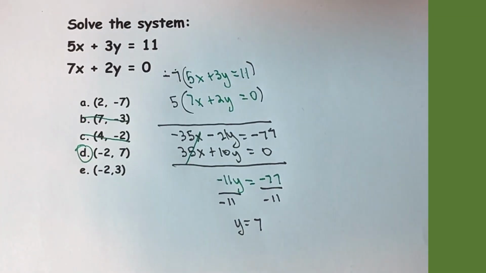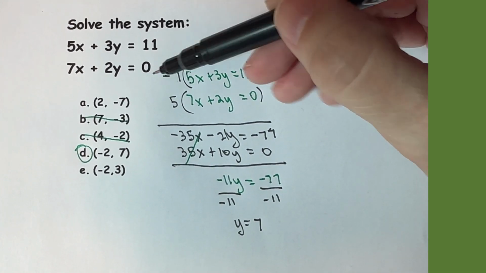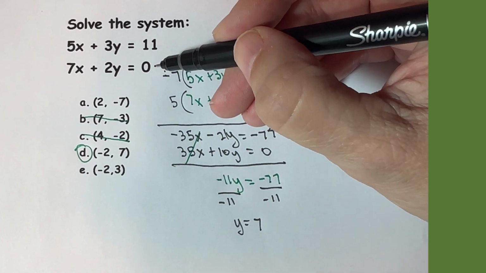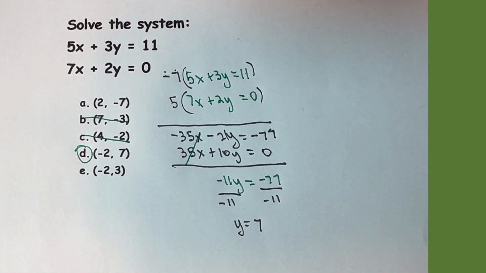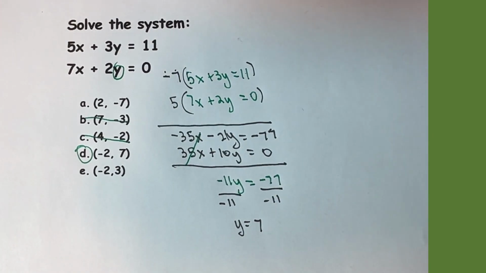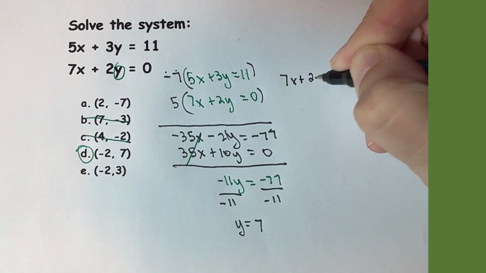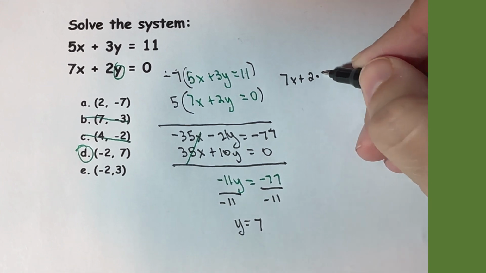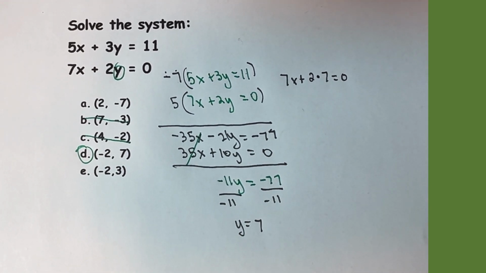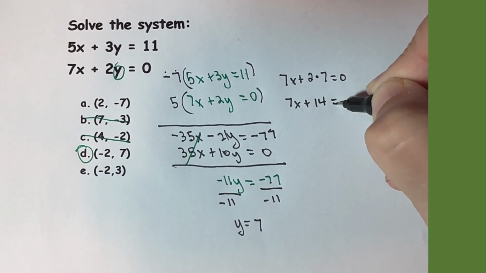That's my answer. If there was more than one, you'd have to finish the problem, but I would be on to the next problem. Now, I'm going to finish it anyways. So you need to pick one of these 2 equations. It doesn't matter which one. I'm going to pick the second one. And I'm going to replace that y with 7. So I've got 7x plus 2 times y, which is 7, equals 0. So 7x plus 2 times 7 is 14 equals 0.